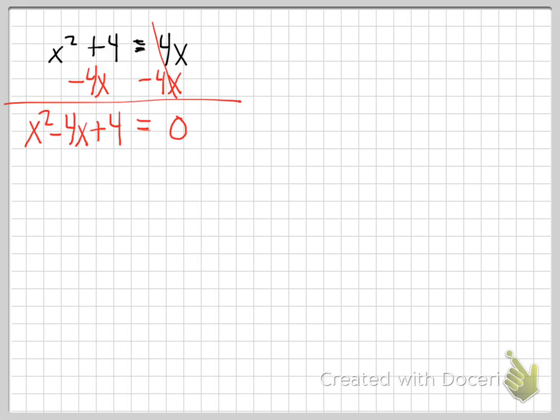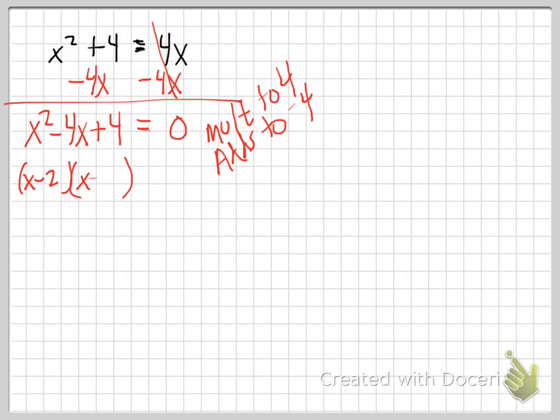Then I can look at that and say, okay, well, I must be looking for binomials because I have an x squared and an x and there's not a greatest common factor to pull out. So I'm looking for something that multiplies to 4 and adds to negative 4. So what times what makes 4? Positive 4, but adds to negative 4. That's negative 2 and negative 2. So x minus 2 and x minus 2, set them equal to 0.